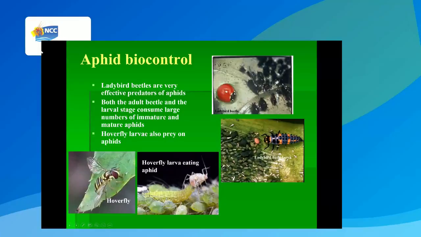Another example of a predator that will feed on the aphids and give you biological control is what you call a hoverfly. And it's quite distinct. It looks like a tiny fly just hovering in midair.